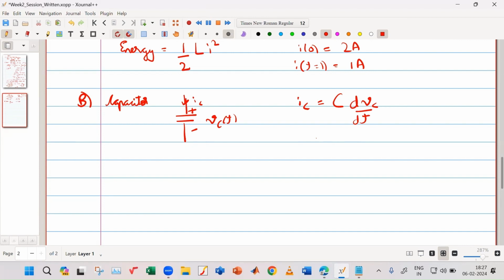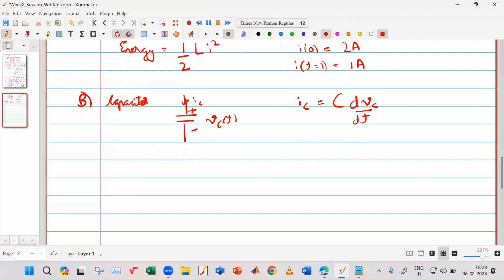Okay. So in the capacitor, can the current change instantaneously? No, sir. In an inductor, the current cannot change instantaneously, but in a capacitor, the voltage cannot change instantaneously. Okay. And how do we say that from this equation?